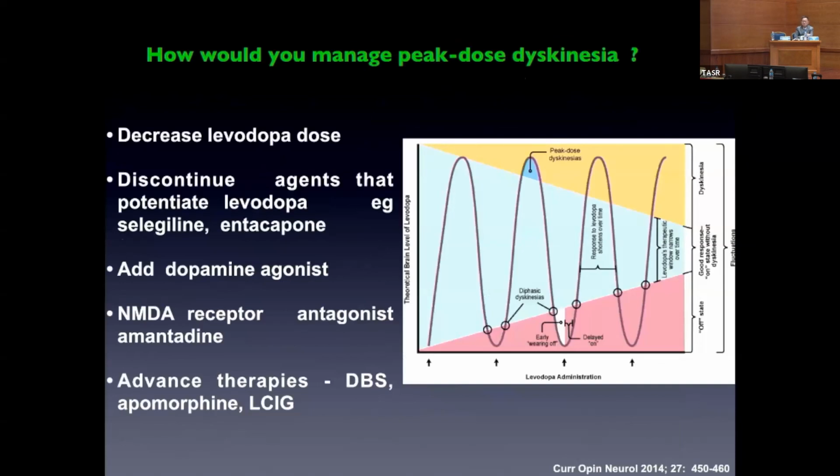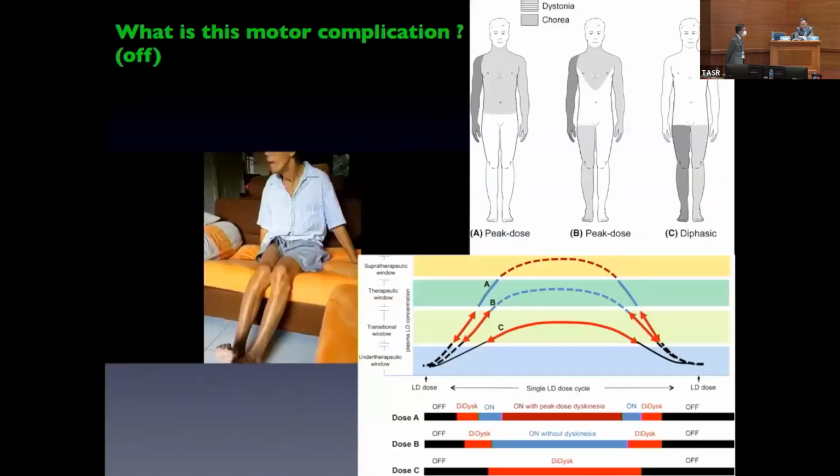How would you manage peak dose dyskinesia? Perhaps decrease the levodopa dose, but a lot of times when you decrease the levodopa dose, they become off. Without dyskinesia, but they become off. Second, you could discontinue the agents that potentiate the levodopa, for example, the MAO-B inhibitors and COMT inhibitors. You could add in a dopamine agonist, but then you may need to reduce the levodopa. You could add in amantadine, or then advanced therapies. So peak dose dyskinesia is at this position here.